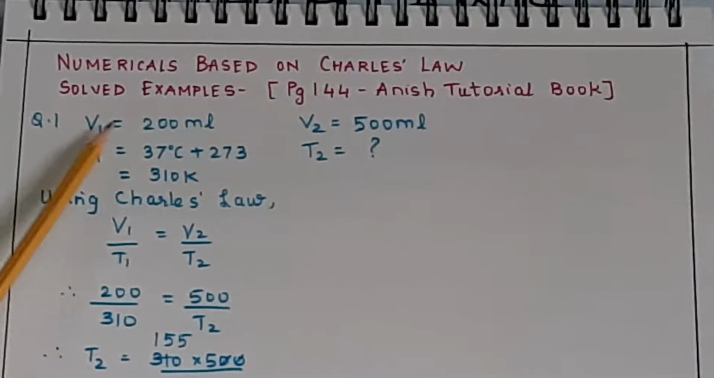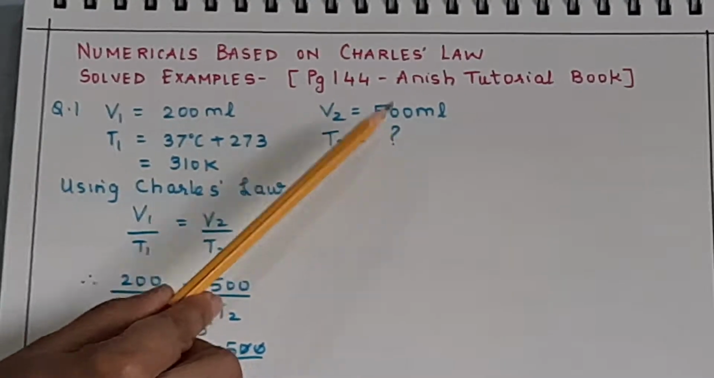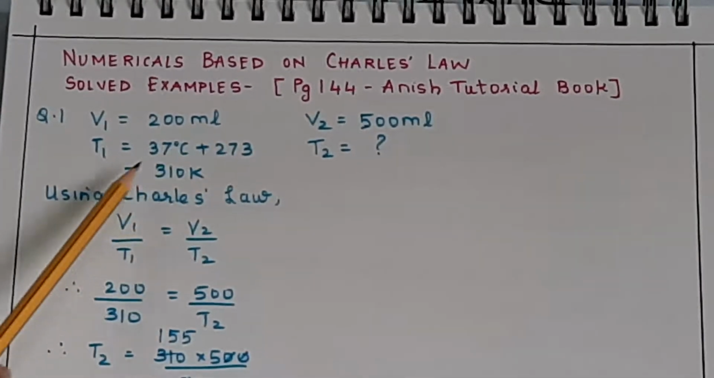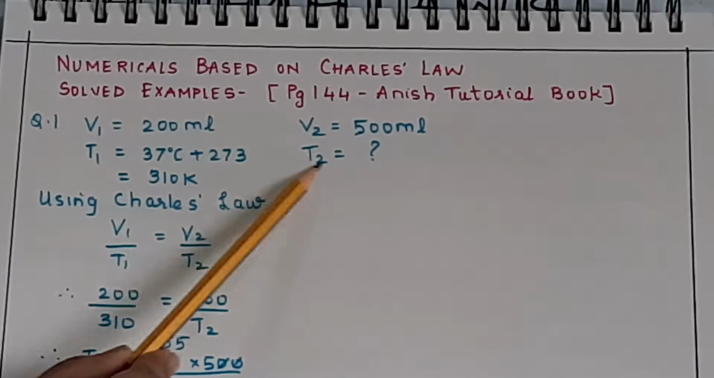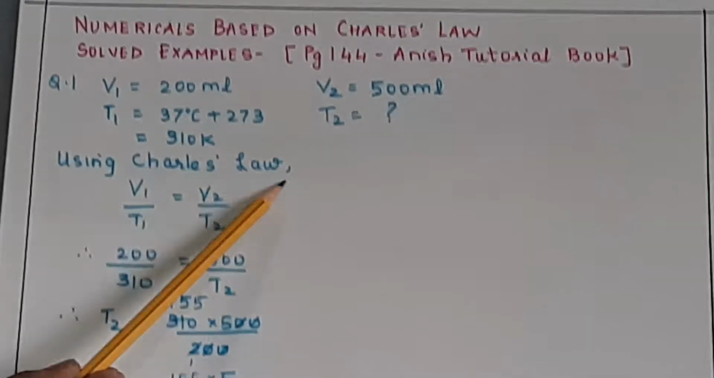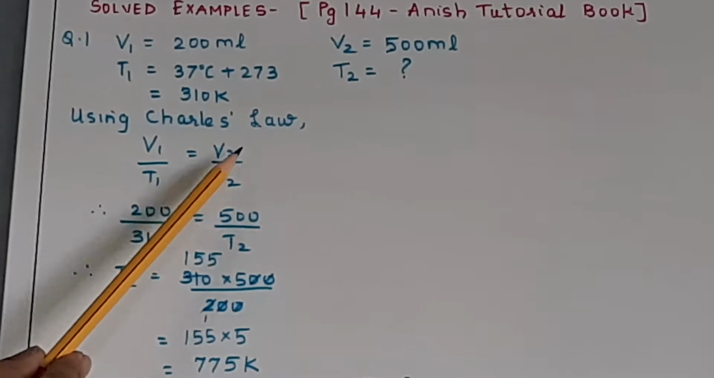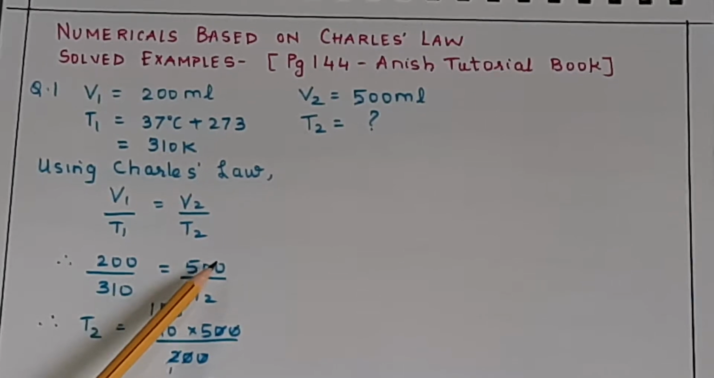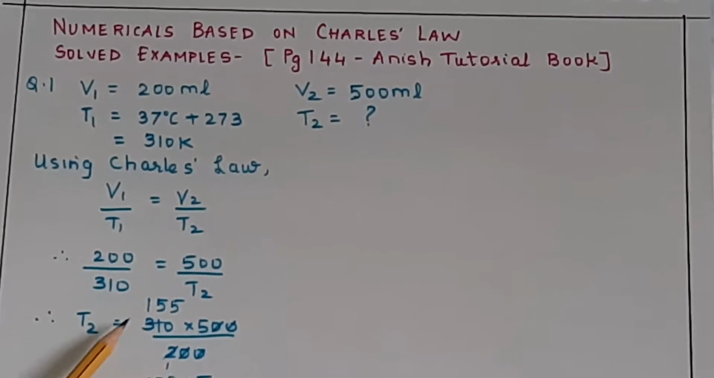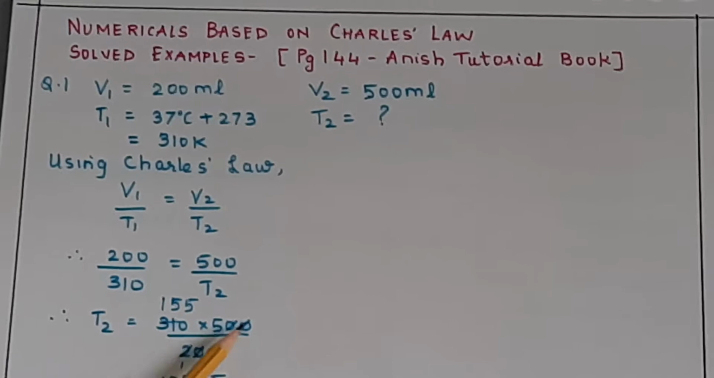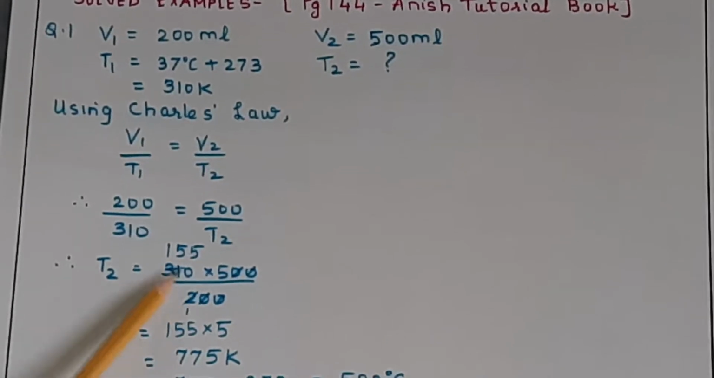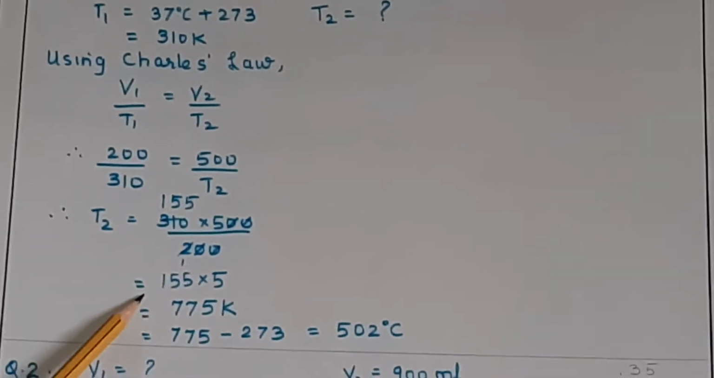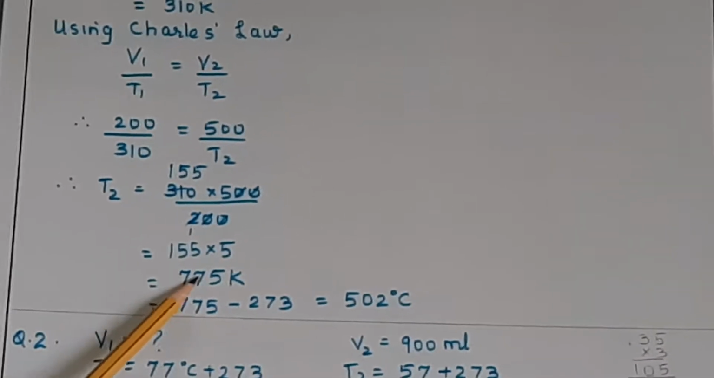Okay, so initial volume 200 ml, final volume 500 ml. The initial temperature is 37 degrees Celsius, so you add 273 and make it 310 Kelvin, and T2 we have to find out. So now using Charles' law, V1/T1 = V2/T2. Now just substitute the values. 200/310 = 500/T2. So T2 will be, just cross multiply, 310 into 500 upon 200. We have just reduced the terms here, divided by 2. So you are getting 155 into 5, that is 775 Kelvin.